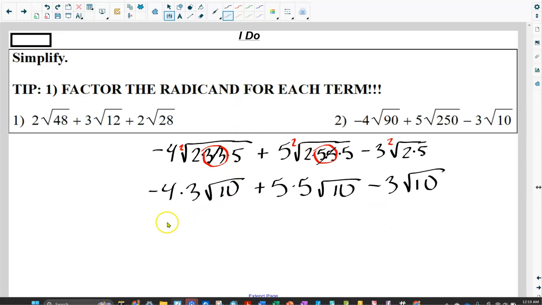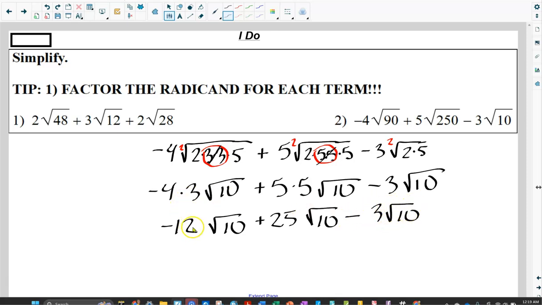Okay. Here we have negative 12, square root of 10, plus 25, square root of 10, minus 3, square root of 10. So if I look at each term, I see that they have the same index and the same radicand. So all of them will come together. So this and this is 13, minus 3 is 10, so I get 10 square root of 10. Okay?